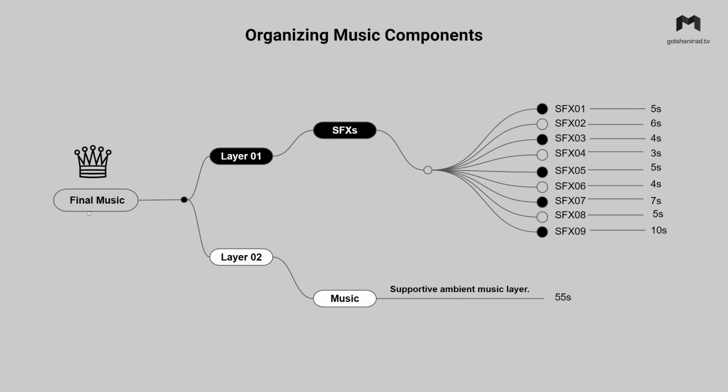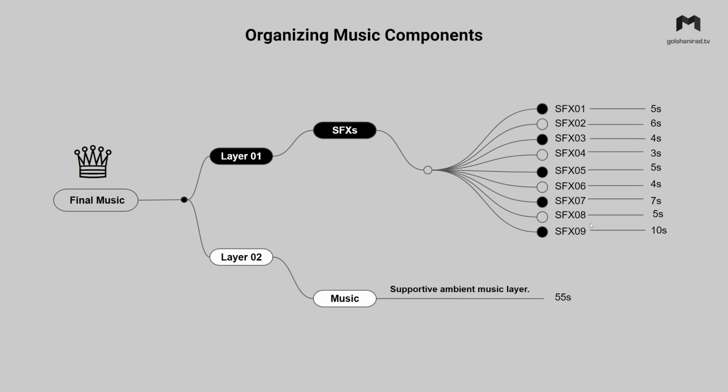Here for this tutorial I have created the final music from 2 layers. Layer 1 is just our sound effects, and here we have 9 sound effects with durations from 5, 6, 4 to a maximum of 10 seconds. Then we just import 5 to 10 seconds for each inside Cinema 4D, and we have a lot of control over the music. But we have the second layer, which is our supportive ambient music layer, and it's 55 seconds, and we have nothing to do with this in Cinema 4D.